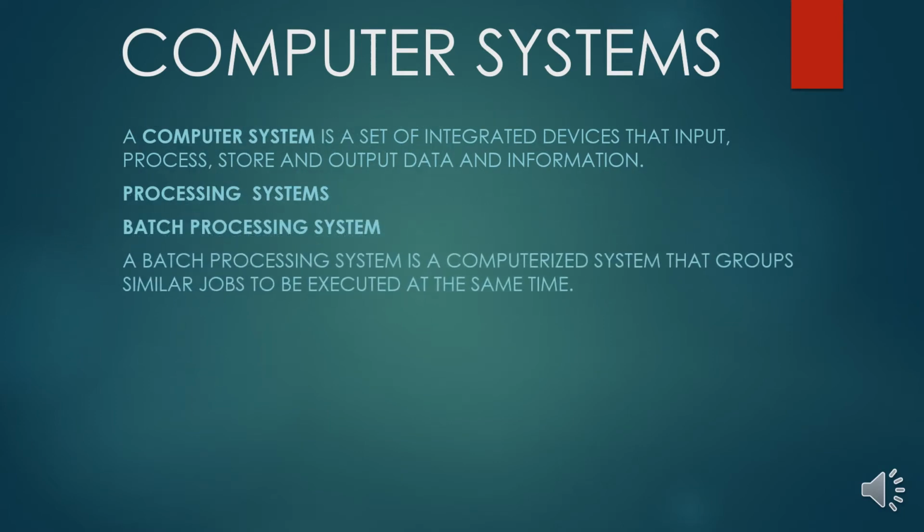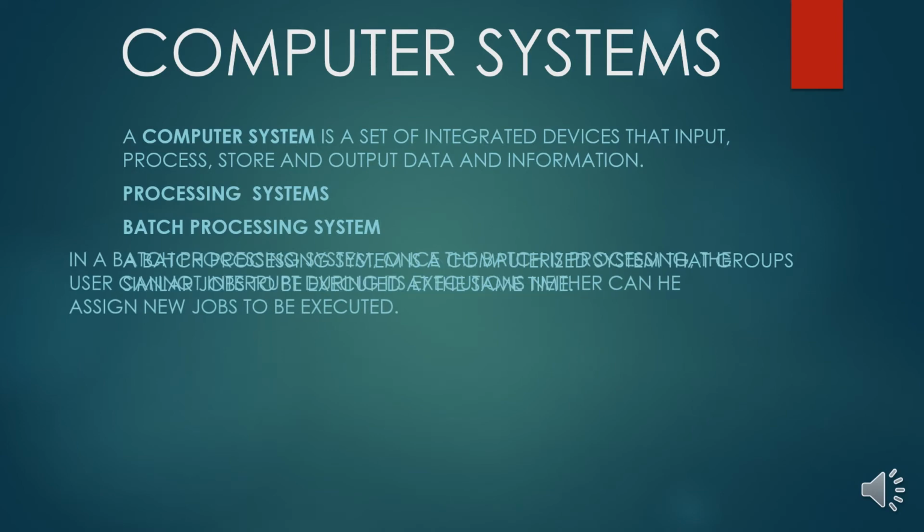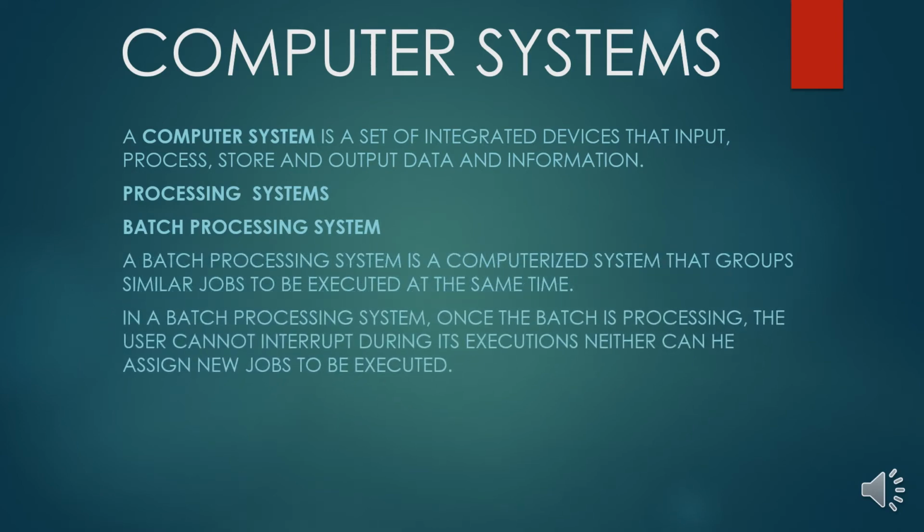A batch processing system is a computerized system that groups similar jobs to be executed at the same time. Now, in a batch processing system, once the batch is processing, the user, the one who commands these jobs to be executed, has limitations. He cannot interrupt once the program begins to be executed. That's what happens in a batch system.